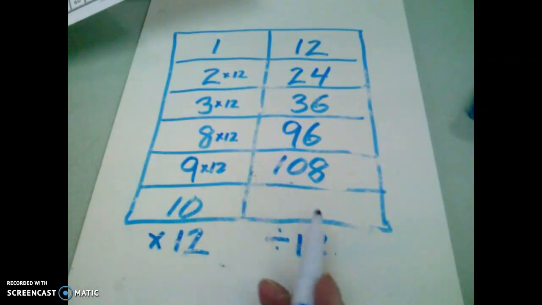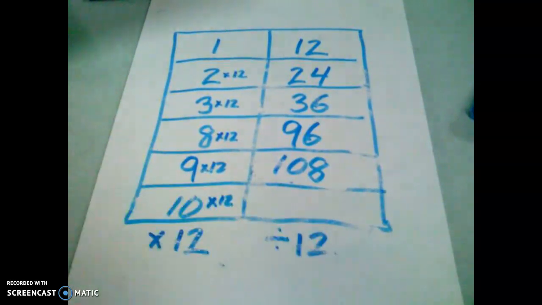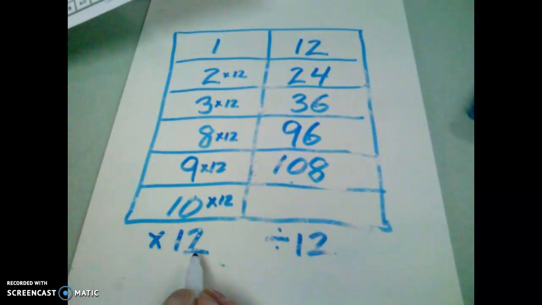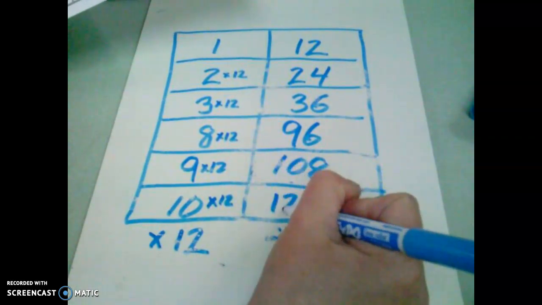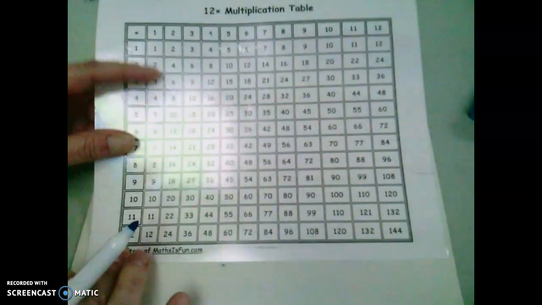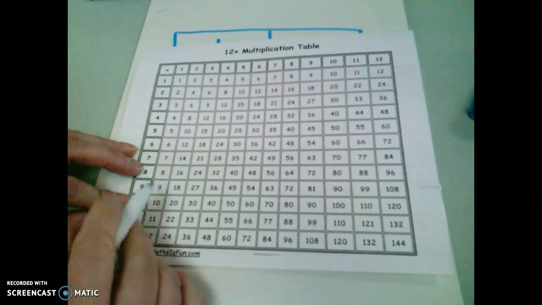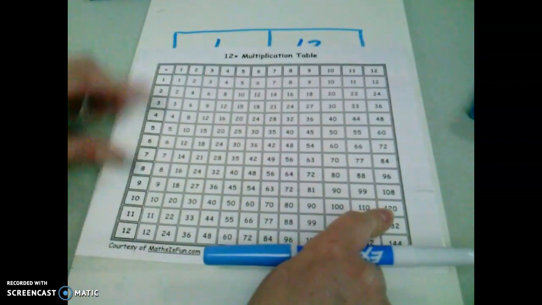All right, last problem. 10. Well, I have to do 10 times 12. I know that when I multiply by 10, I have to add a placeholder. So I know it's going to be 120. Or I can check on here, 10, I'm going to go across till I get to 12, 120.